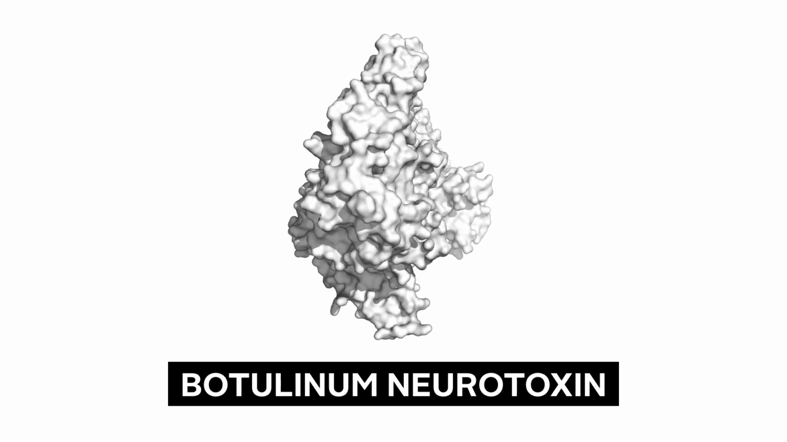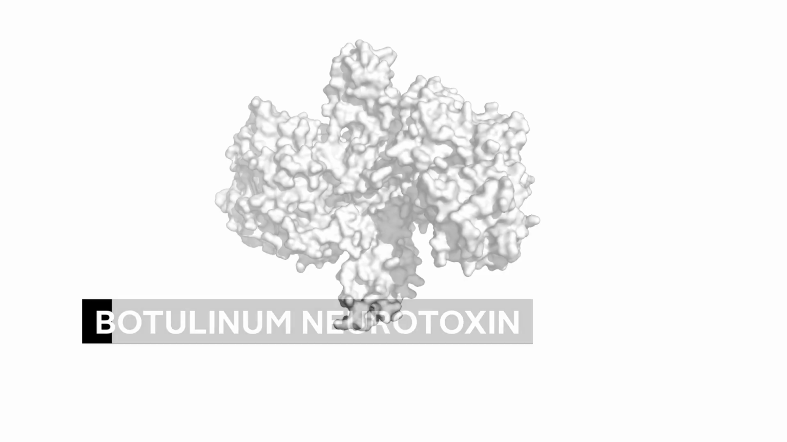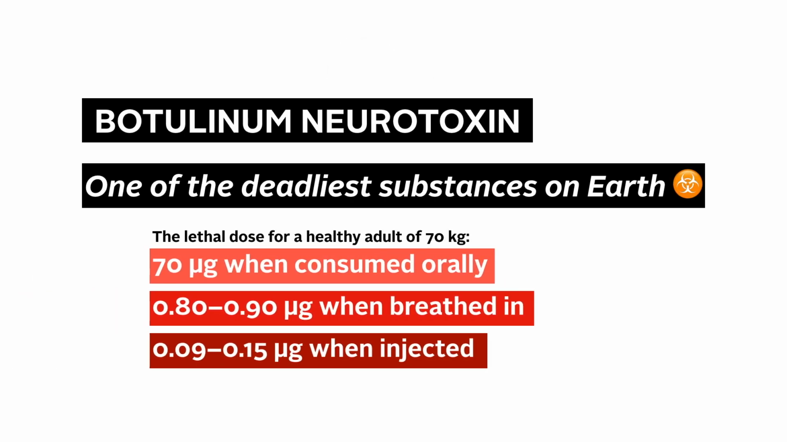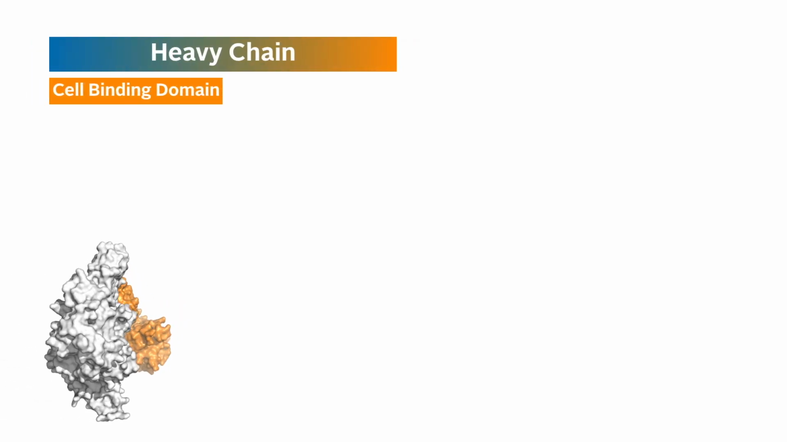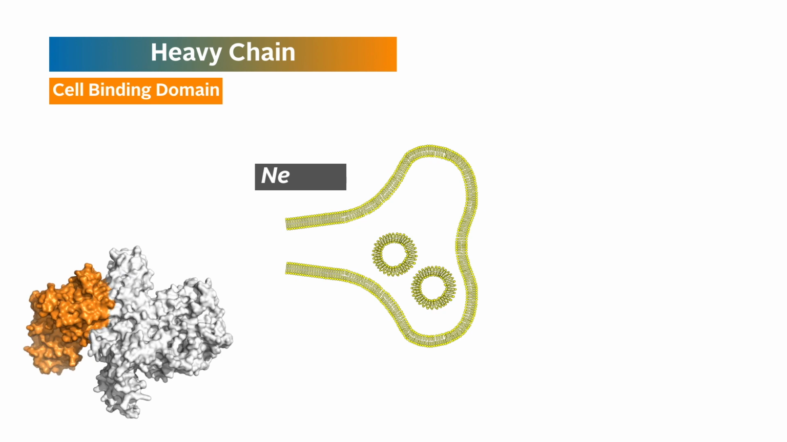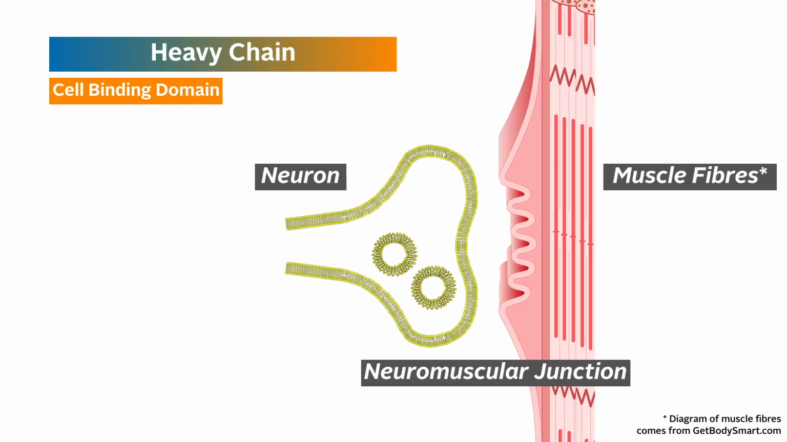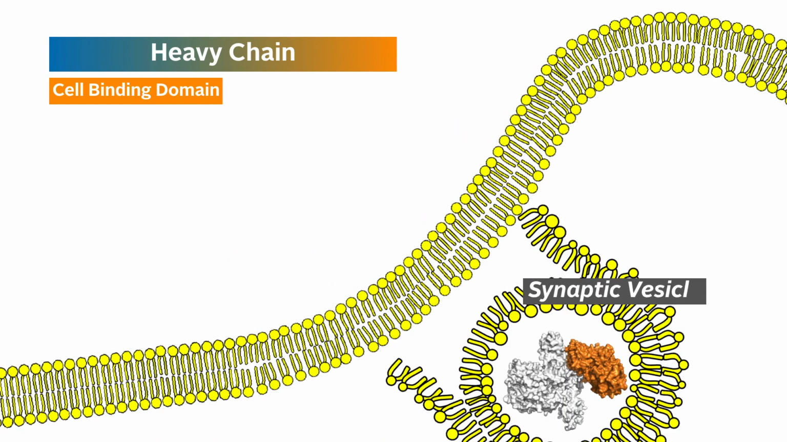This is a 3D presentation of a botulinum neurotoxin molecule. It's known as one of the deadliest substances on Earth, with an extremely low lethal dose. Its heavy chain uses its cell binding domain to target connections between neurons and muscle fibers, which are known as neuromuscular junctions, and then enters into the cell via synaptic vesicles.